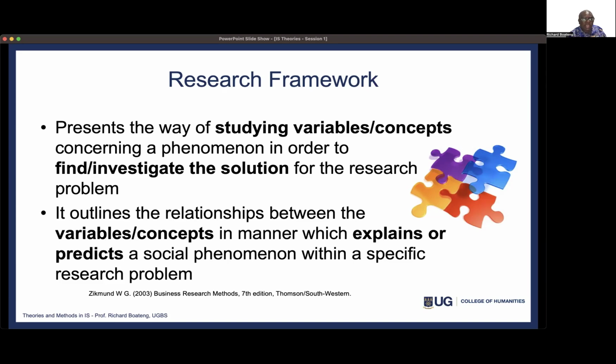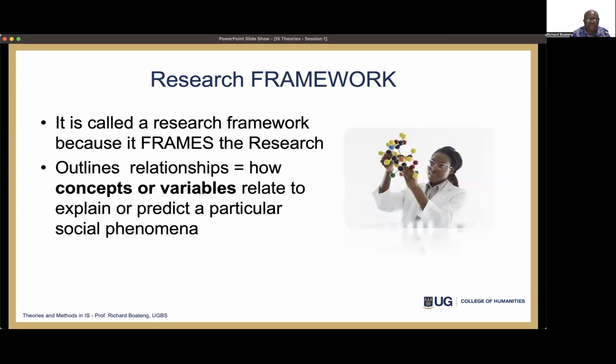Now, all of these things are what I call the relationships that exist between the variables and the phenomenon of study, in order to explain the phenomenon. So a research framework seeks to explain the phenomenon, but through the lens of the variables that have been used to define the research framework. We call it a frame because it outlines the relationships between the variables to explain or predict a particular social phenomenon. And because of that, my research questions are going to be within those limits. Hence, we call it the frame for the research.